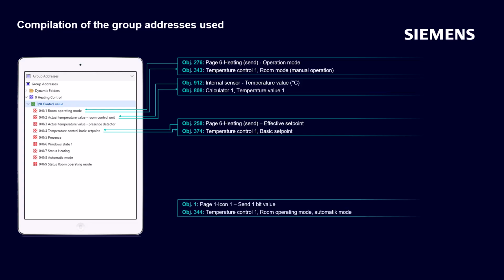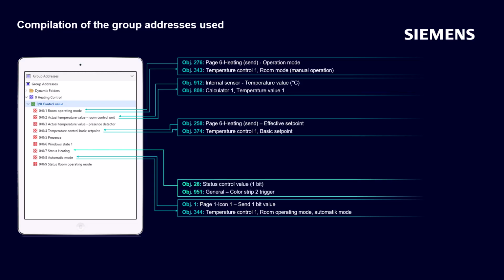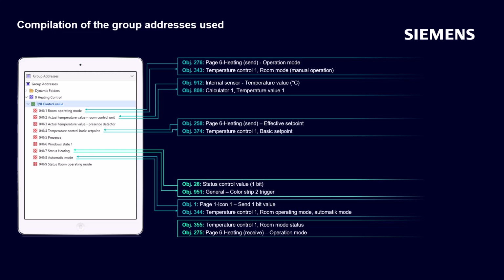The automatic mode activated on the TC5 room control unit is transferred to the thermal drive actuator controller via group address 008. Via group address 007, the heating status is transferred from the control value output of the thermal drive actuator to the room control unit TC5 to activate the red color strip. Via group address 009, the current room operation mode status is transferred from the thermal drive actuator's controller to the display on the TC5 room control unit.